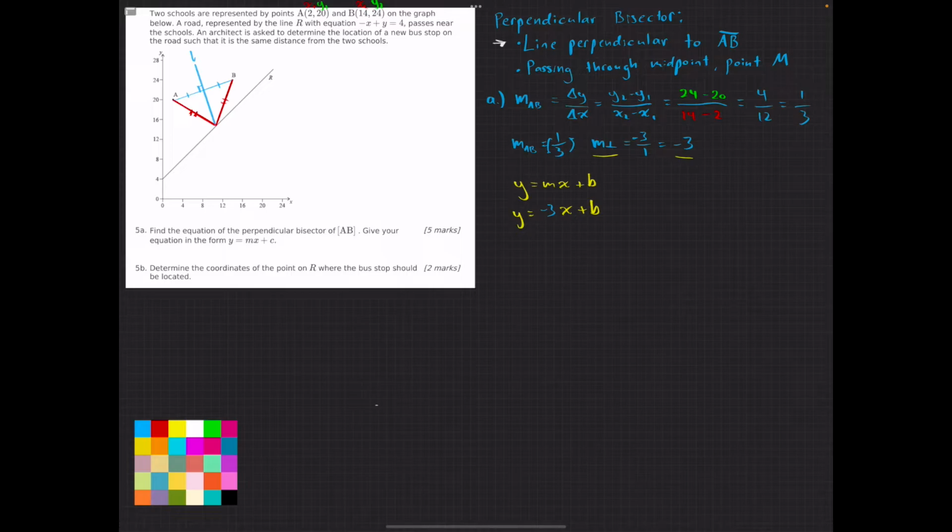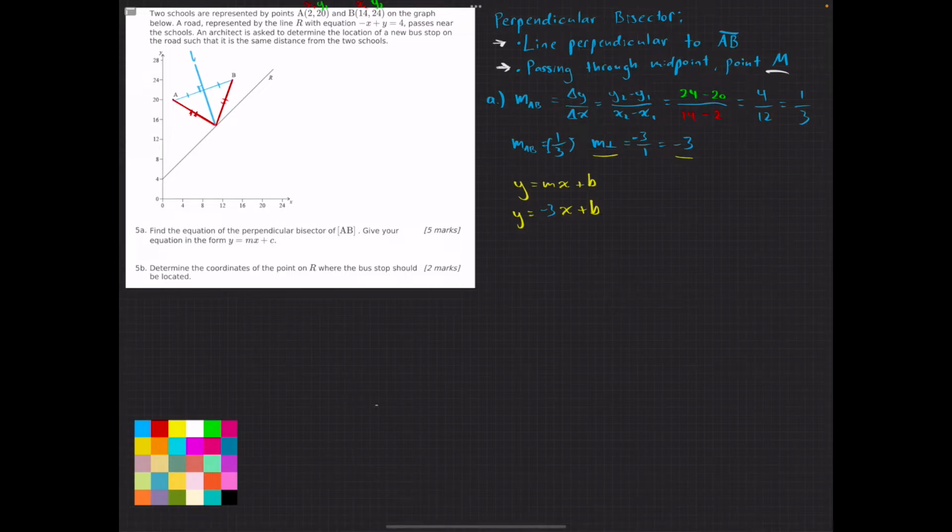They give us a point M. Actually, no, they don't give us a point M, so this is the second part. We need to find the midpoint. I guess that leads us to the second part right here, passing through the midpoint, point M. Okay, so let's go ahead and find the midpoint.